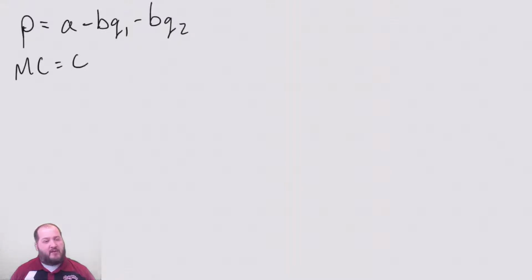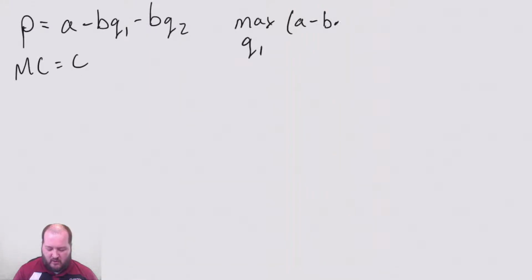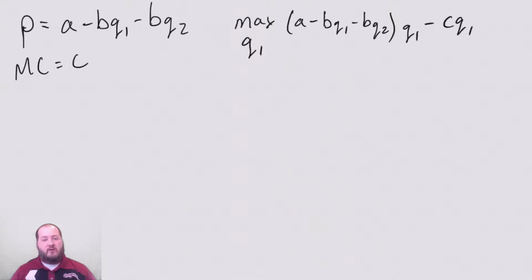So let's set this up, and let's start with firm 1's maximization problem. Their goal is to maximize their profits, so I'm going to write max, and the only thing they have control of is their own quantity, so their only choice variable is Q1. Their total revenue is going to be the inverse demand function, which is a function of their own quantity and their competitor's quantity, times their quantity, minus their total cost, which is just going to be CQ1 in this situation. So this is our objective function for them.